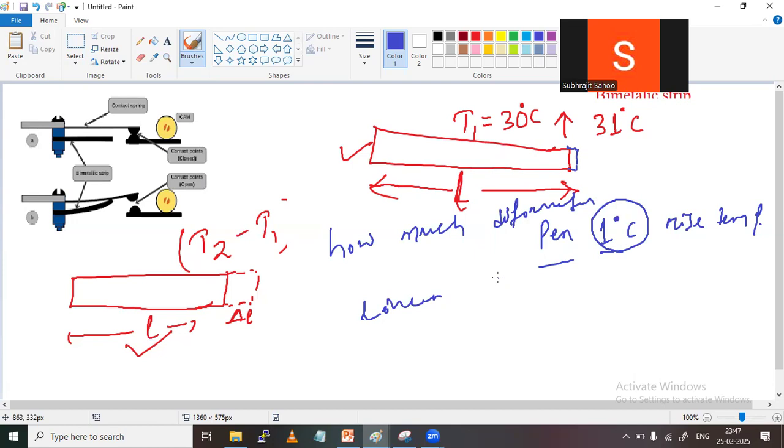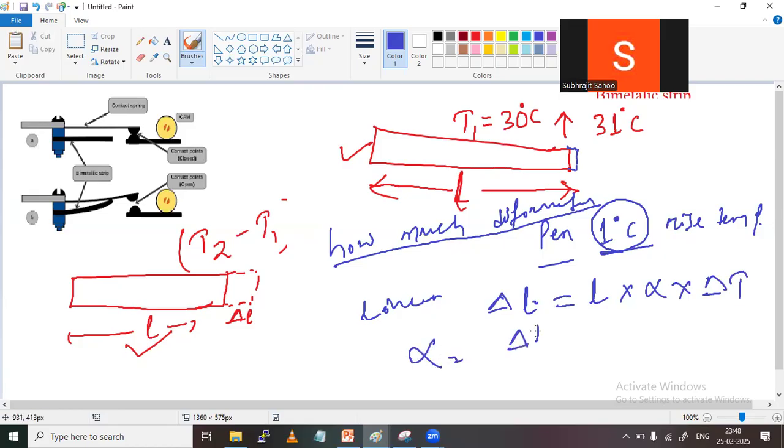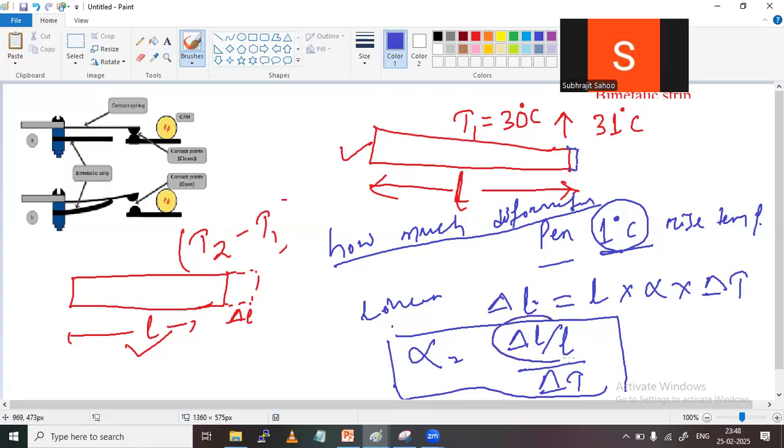So the definition is: it is the property of a metal where we check how much deformation is happening for a 1 degree Celsius rise in temperature. The expression I have written previously is delta L equal to L into alpha into delta T. Sir, what is the alpha value here? Alpha, the linear coefficient of thermal expansion, is delta L by L by delta T. And what is this delta L by L? Strain. Deformation means strain.